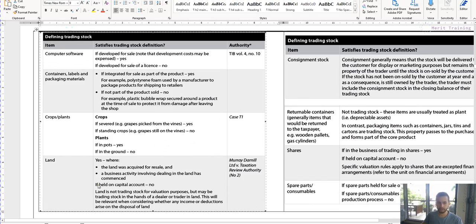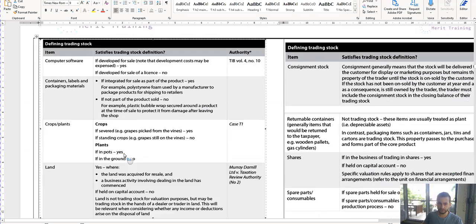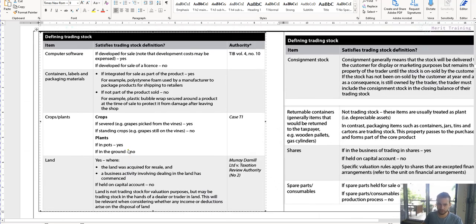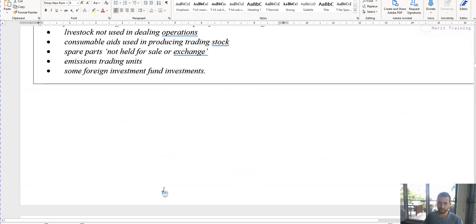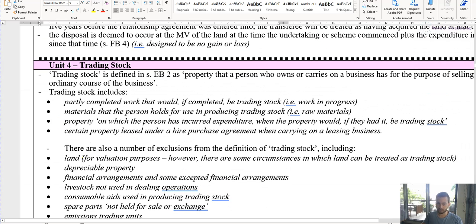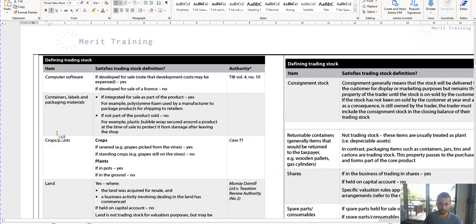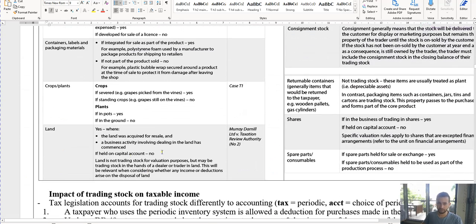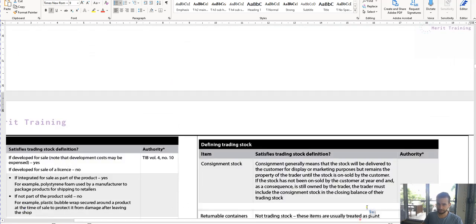What about land? We mentioned this one above. So generally, it's not trading stock unless the land was acquired for resale and the business activity involving dealing the land has commenced. So basically, you're a land dealer and you've acquired the land for resale. In those situations, yes, it's trading stock. In all other cases, no, it's on capital account. And it's actually specifically excluded in every situation unless you're a land dealer per this. And that was determined per Murray Darnell Limited versus Tax Review Authority.